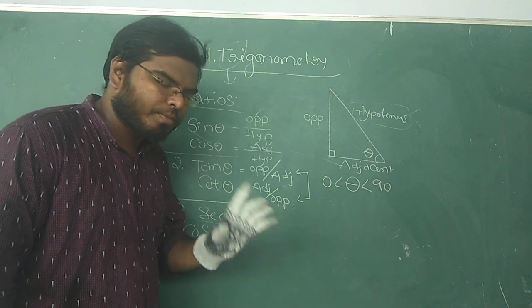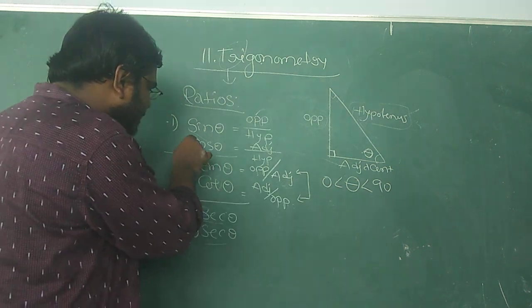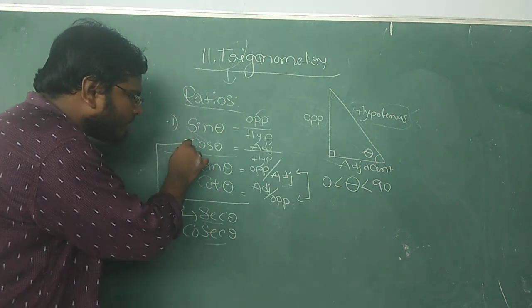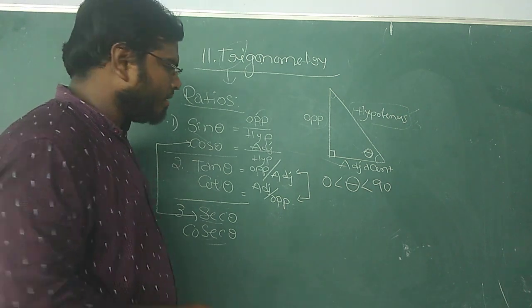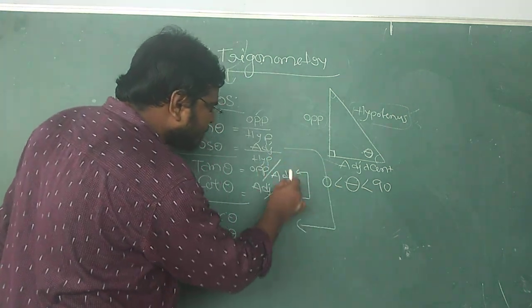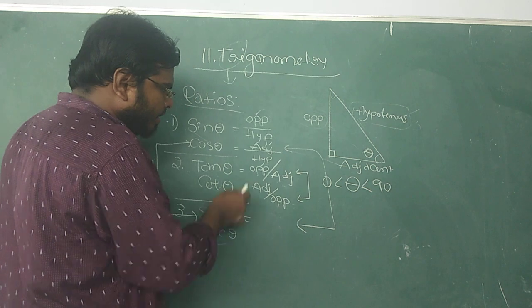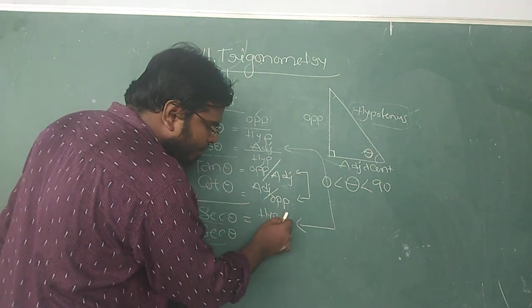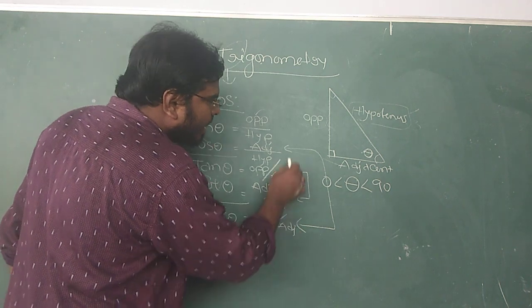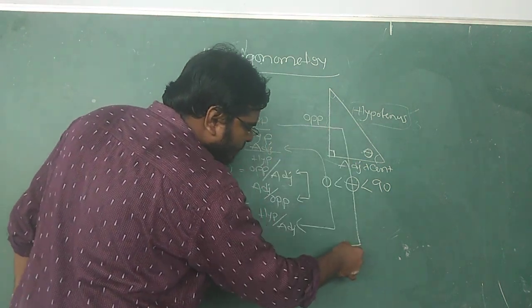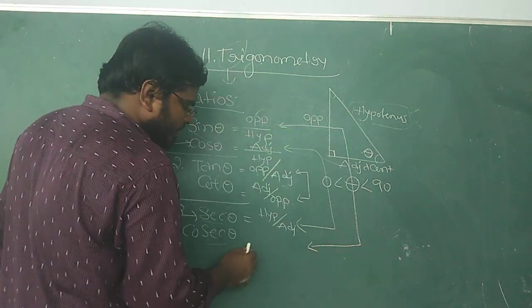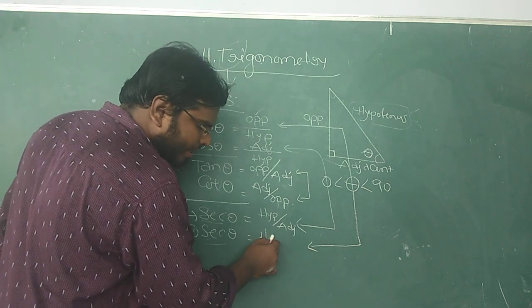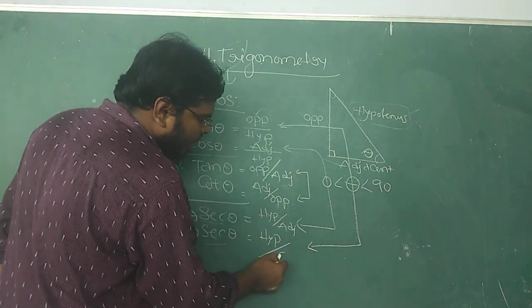Is it clear? Good. And listen, in this one, these two are reciprocal. That means this is adjacent side by hypotenuse, this is hypotenuse by adjacent side, and this line here, tell me, hypotenuse by opposite side.